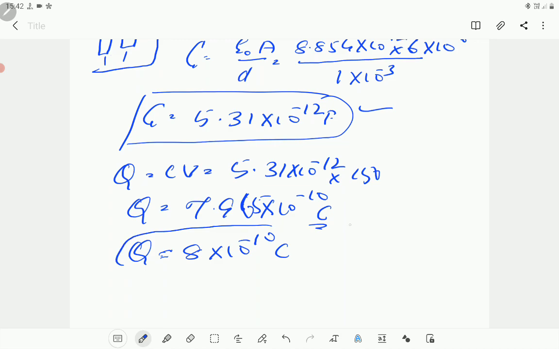Like this you can write. If you stop here itself, no problem, it will be given full marks.